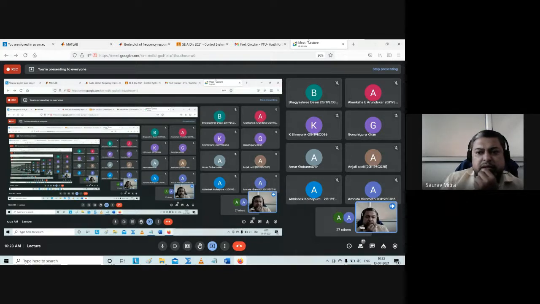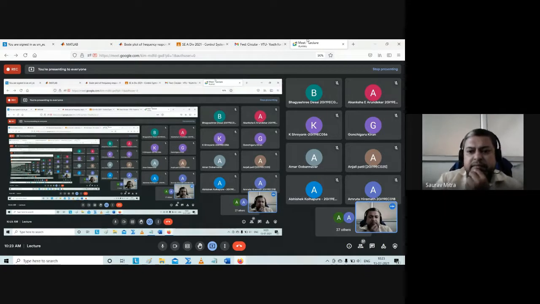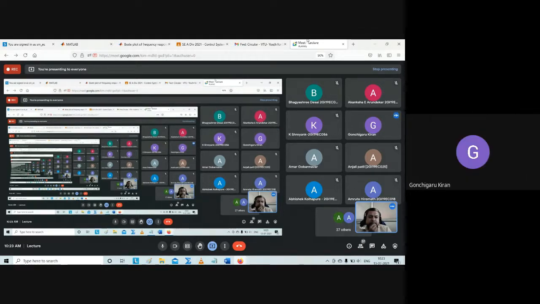Bhagyashree Desai, what are the corner frequencies? Shreyank, what are the corner frequencies? I can see Kiran, what are the corner frequencies? Sir, 0, comma -20.